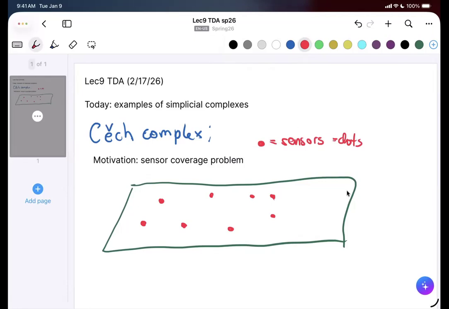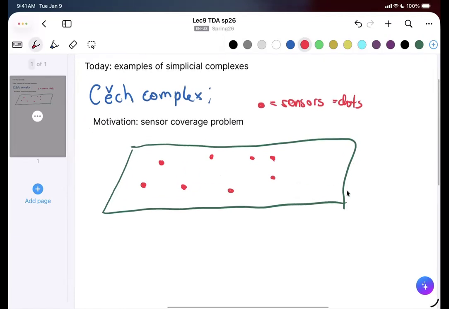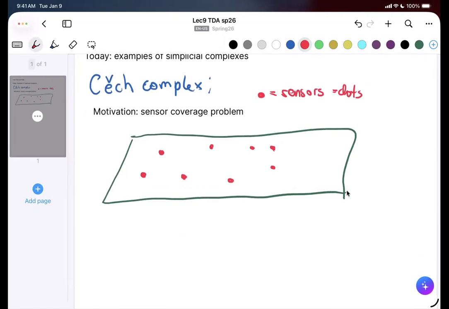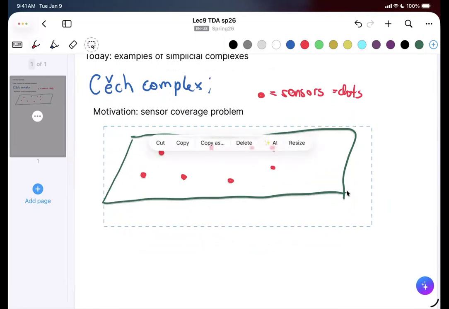And then, a sensor can only detect this fire or that smoke within a certain region, right? It has like a mile range. And by the way, you could even pretend that you don't know precisely where the sensors are placed, right?